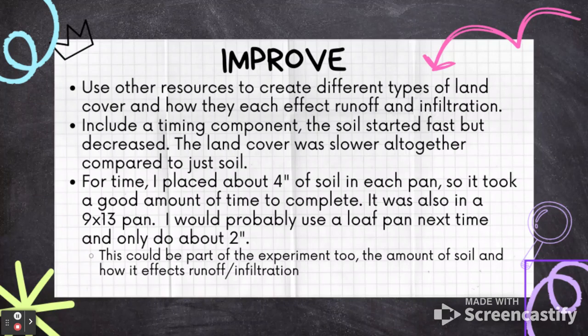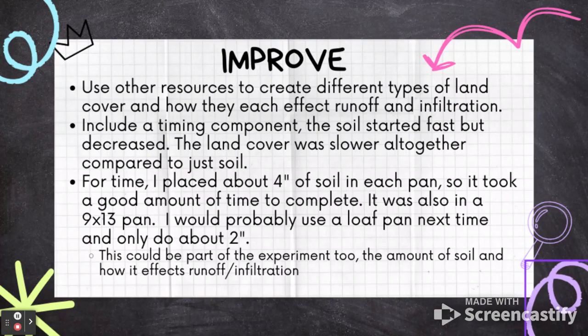I would also like to include a timing component. The soil, when I first started wetting it, was quick to drip through and fill in the bottom. But over time, as the soil got wet, it slowed down. And the ecosystem with the land cover and soil was just a slower drip off altogether. So that was kind of an interesting thing, and that could entail more math. I could make a graph, a scatter plot, and see how that affected it.